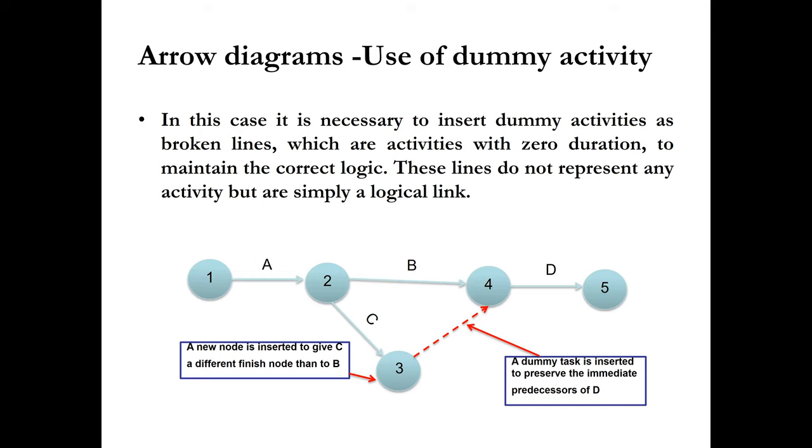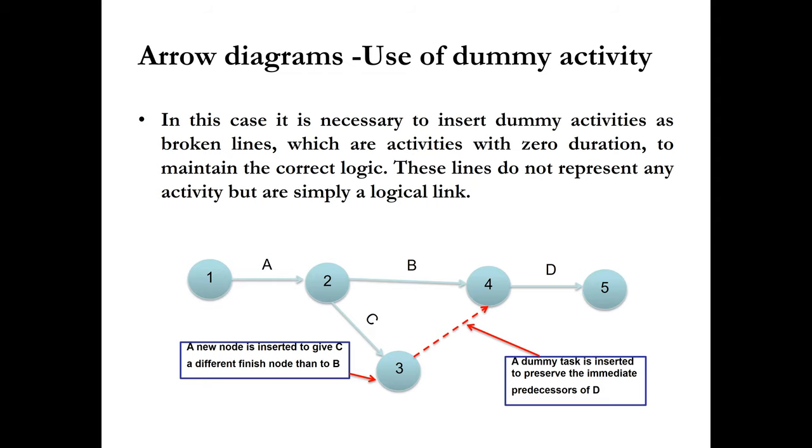Okay. So the dummy task is inserted to preserve the immediate predecessor of D. The predecessors of D are B and the dummy activity. So we use the dummy activity to satisfy this law for drawing the arrow diagram. In this case, it is necessary to insert dummy activities as broken lines, which are activities with zero duration, to maintain the correct logic. These lines do not represent any activity, but are simply a logic link. So they are like imaginary activities. On site it is nothing, but on paper it is a dummy activity.